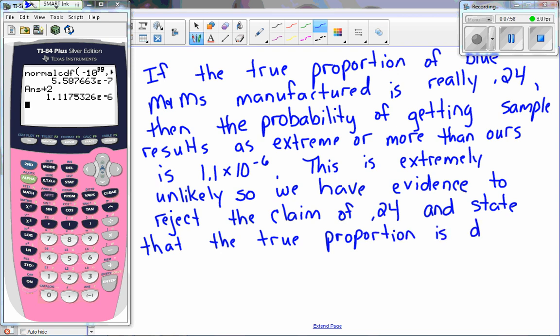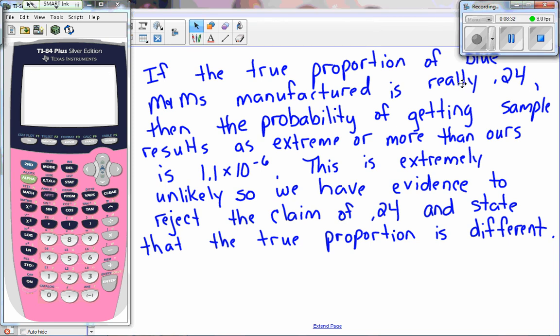is different. Now, the reason why I didn't say is less than is look back at what your alternative was. We tested that the proportion was equal to 0.24, and our alternative was it was different than 0.24. So if I reject my null hypothesis, then I'm going to accept the alternative, and the alternative was just that it was different. So this is what you would do, including the interpretation from start to finish of a hypothesis test for proportions.